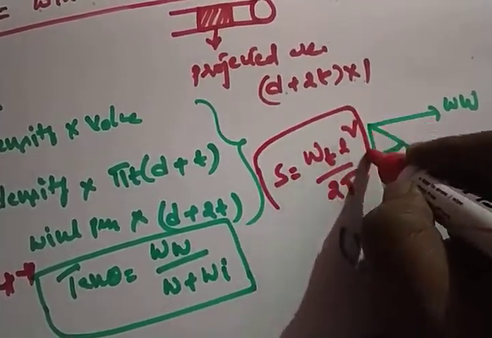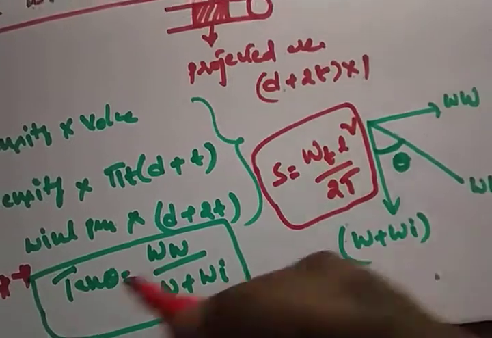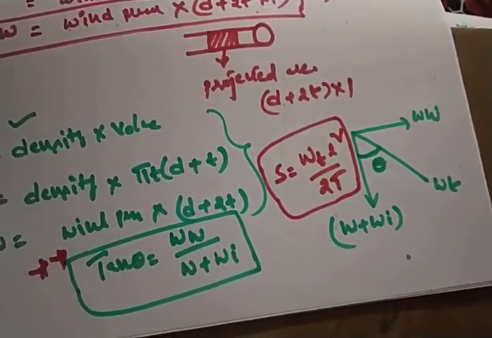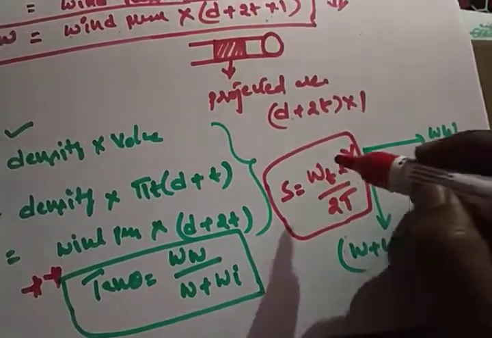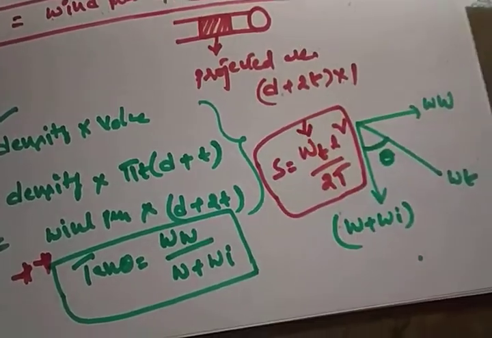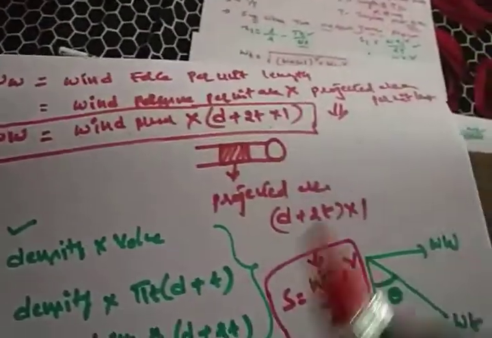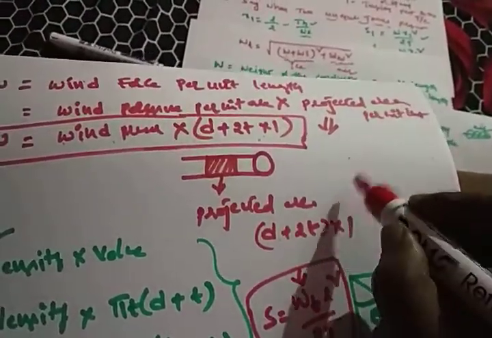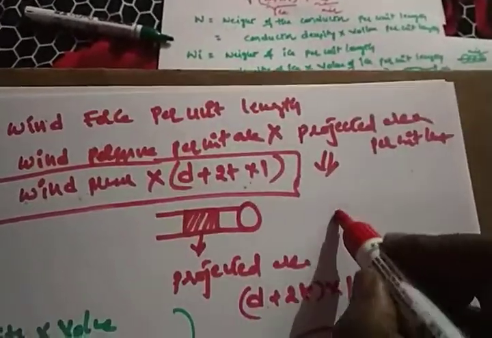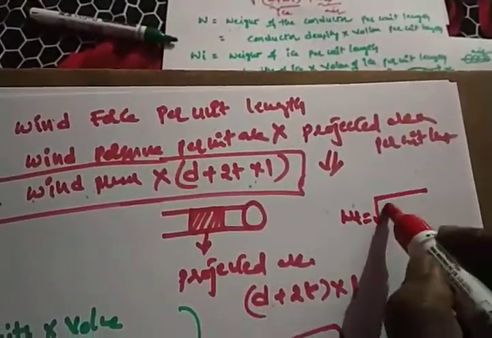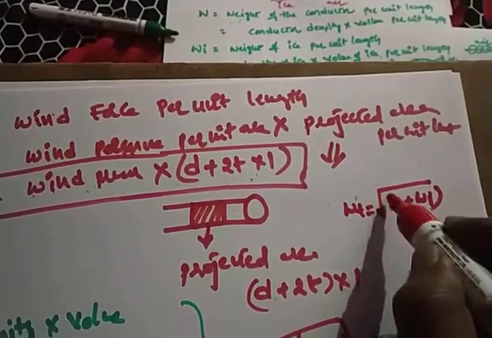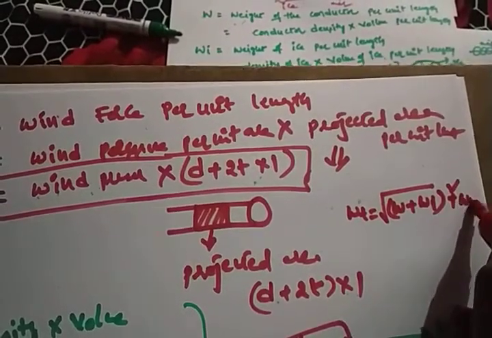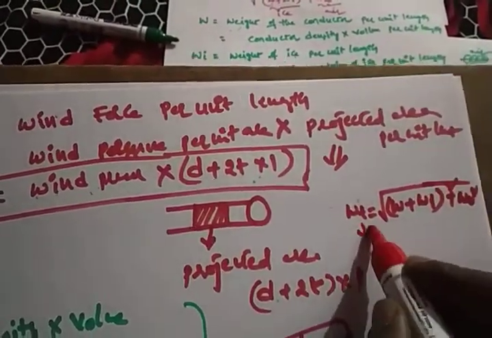So this is the sag value when ice loading and wind pressure are present in the system. You have to calculate the WT. So what is the formula for WT? I'll write it here. WT is equal to the square root of (W plus WI) whole square plus (WW) whole square. So this is the formula for WT.